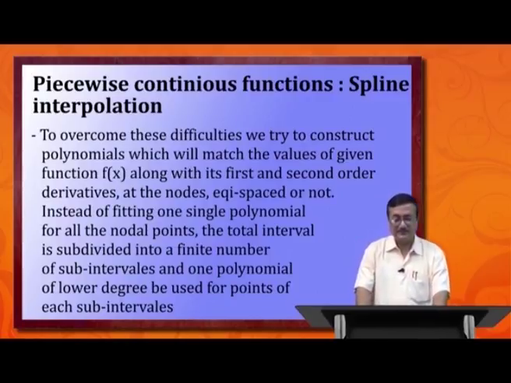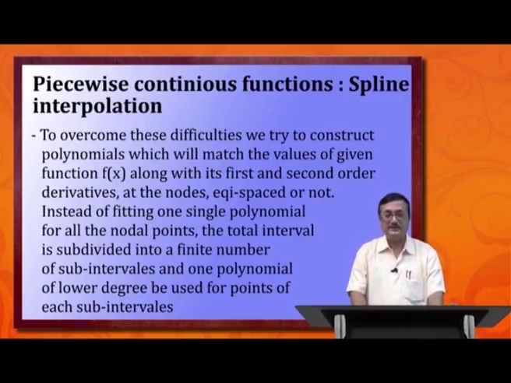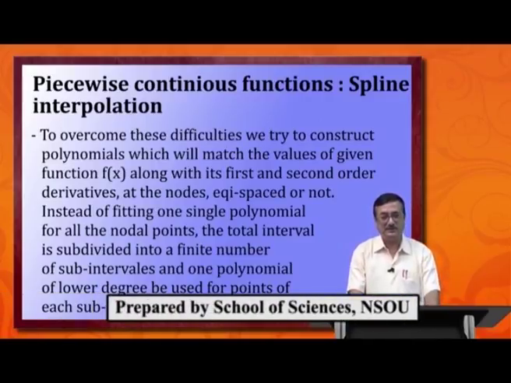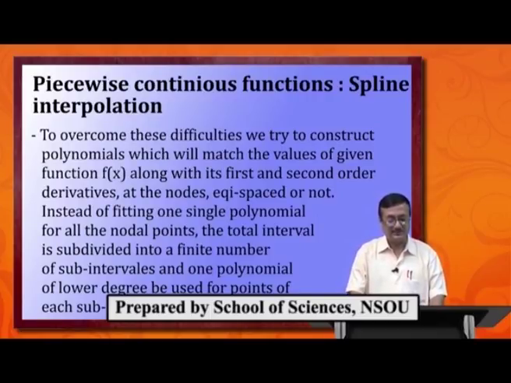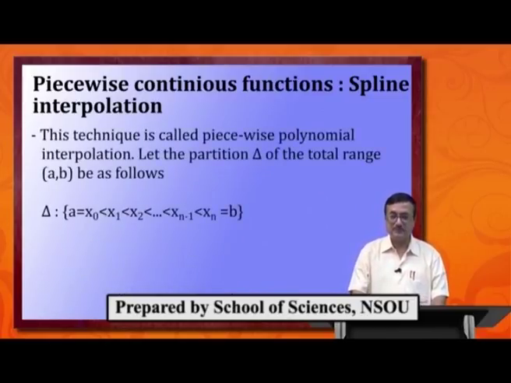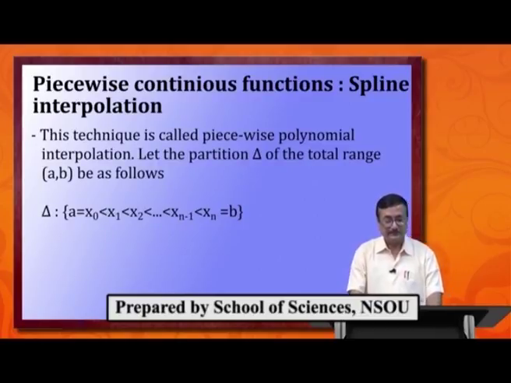Instead of fitting one single polynomial for all the nodal points, the total interval is subdivided into a finite number of sub-intervals, and one polynomial of lower degree, preferably degree 1 or degree 2, not more than 2 is preferable, is used for the points of each sub-interval. This technique is known as piecewise polynomial interpolation.